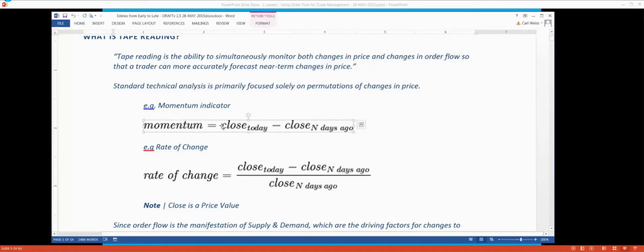Like if you look at a momentum indicator, and I just pulled this off of Wikipedia, momentum is really what they call the close today minus the close n days ago. So the close is really a price. It could be the close of a bar, it could be a close of the day, it could be close of the week, but that's what they're looking at. They're looking at the rate of change of close. And here it is explicitly what the rate of change is: the close today minus the close n days ago divided by the close n days ago. So that gives you your percentage or your rate of change. All a function of price. It really doesn't incorporate tape or order flow.